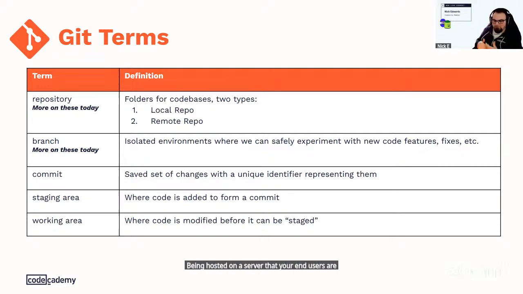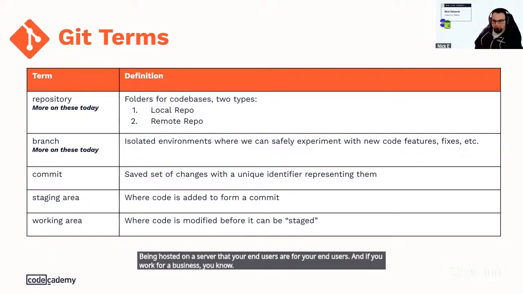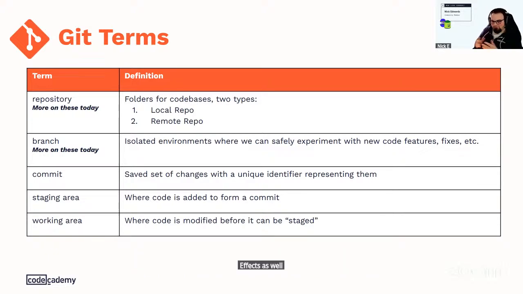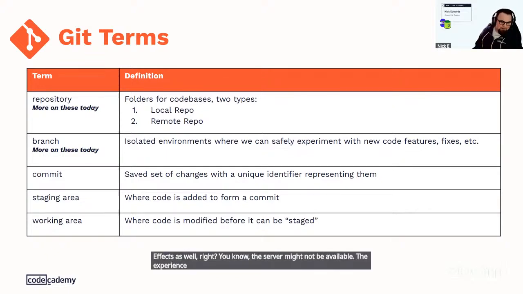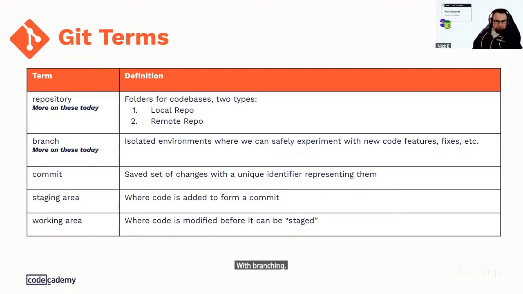And, if you work for a business, that could have some negative effects as well, right? The server might not be available. The experience for the customer might be damaged. And so there's a few things you want to be aware of there. With branching, we're able to create different environments that are basically copying the same code. We're able to make adjustments to that code without impacting real environments, so to say. So that's one of the powers of using branches, but more on that today.